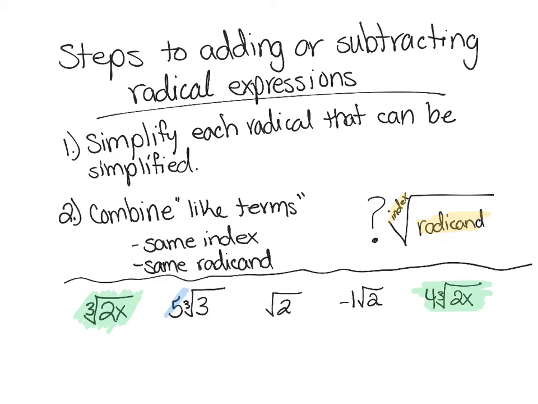Okay, let's look at this one. I have 5 cube root of 3. In order to have a like term with it, I would have to have another cube root of 3. And in this case, I don't see any other cube roots of 3, so that one doesn't have a like term. Next one here, I have a square root of 2. In order for it to be a like term, it also has to have a square root of 2. Negative 1 square root 2 has a square root and a 2, so those two would be considered like terms. So these we could combine together, and those two we could combine together. Okay, let's do some examples.